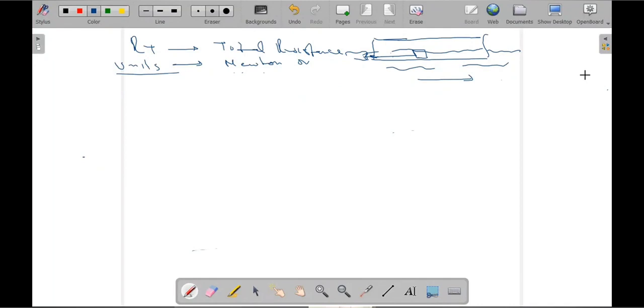Now this total resistance is expressed as the sum of RF plus RR. This RF is the frictional resistance.